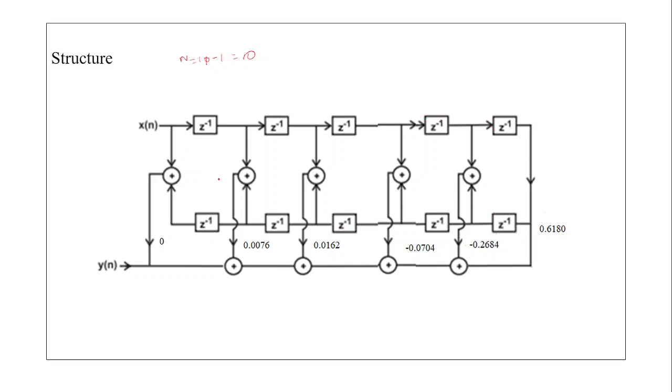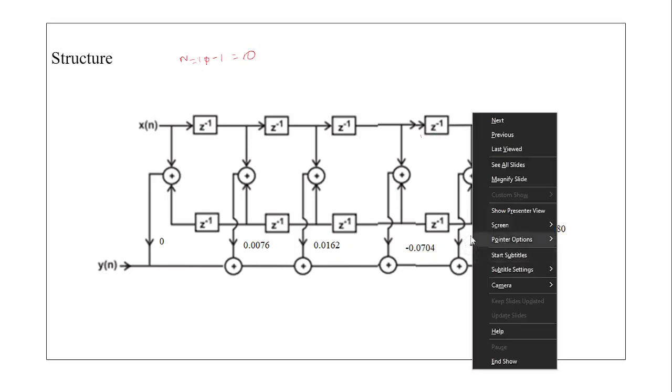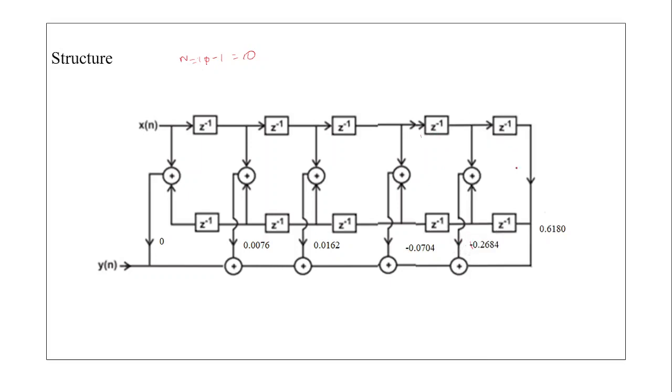Here 1 plus z power minus 10 is going to have coefficient 0. Then z power minus 1 and z power minus 9 with their coefficient, z power minus 2 and z power minus 8 with their coefficient, z power minus 3 and z power minus 7 with their coefficient, z power minus 4 and z power minus 6 with their coefficient, and z power minus 5. Just put this and get your structure.